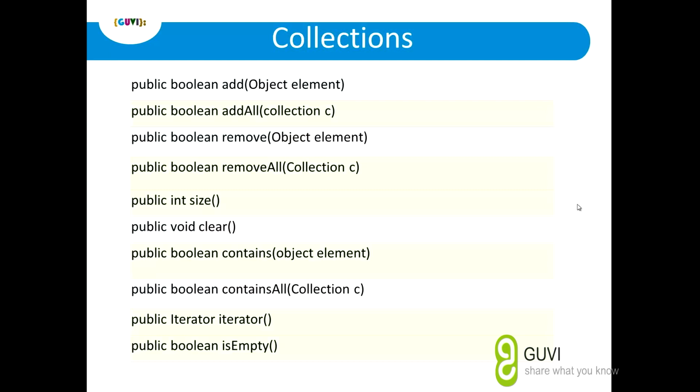If you want to see the whole list, these are the functions available in the common Collection interface: add, addAll, remove, removeAll, size, clear, contains, containsAll, and iterator. Iterator is a very important function that you might use. Say, for example, if you have a big list of items, you can use this iterator to traverse through them easily, using the next function, and then isEmpty to check if the collection is empty or not.